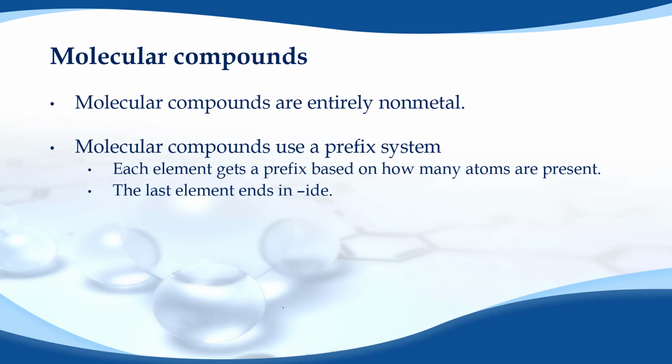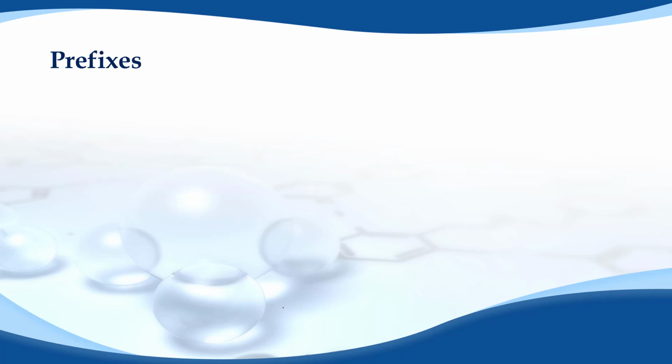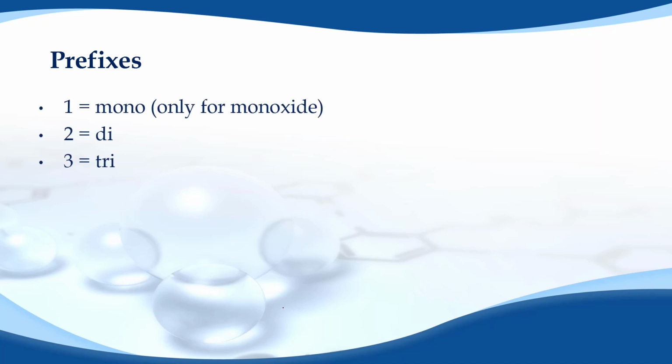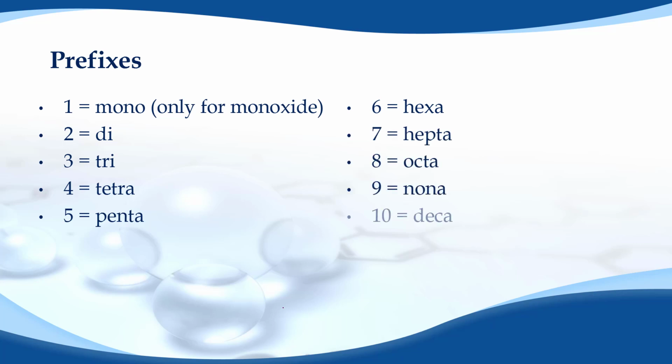The last element ends in the letters IDE, so it'll end in something like oxide or fluoride. The prefixes are the same as in geometry, so if you know them, you know them. 1 is mono, 2 di, 3 tri, 4 is tetra, 5 is penta, 6 hexa, 7 hepta, 8 octa, 9 is nona, and 10 is deca. So these just follow your geometry prefixes for the most part. If you know them, you're good to go.